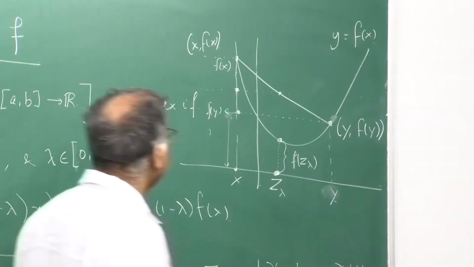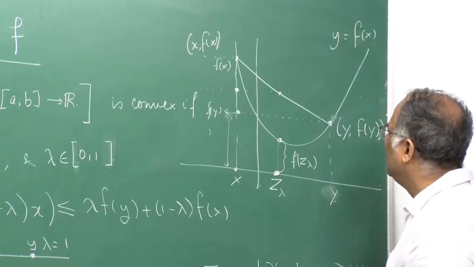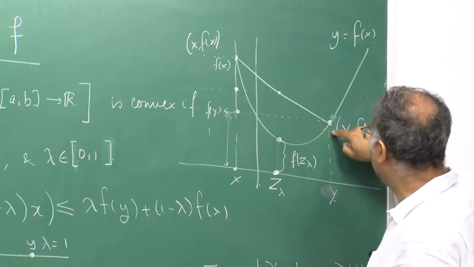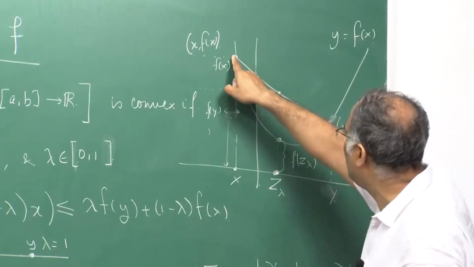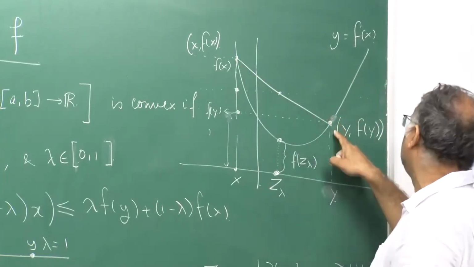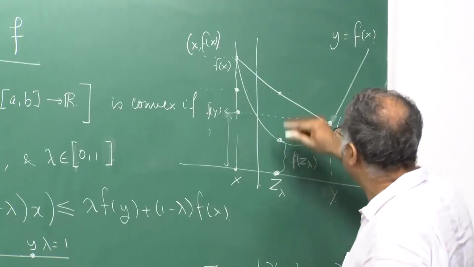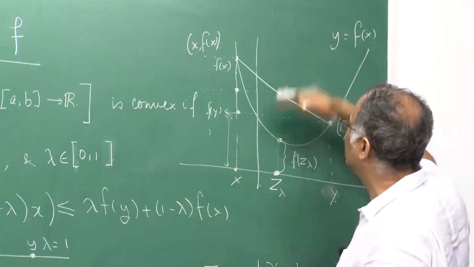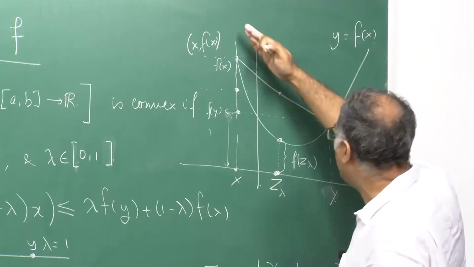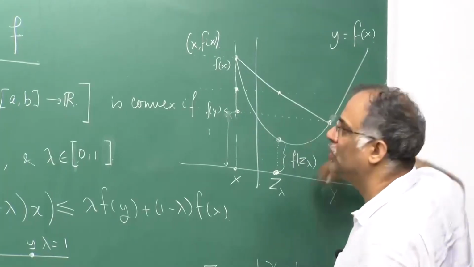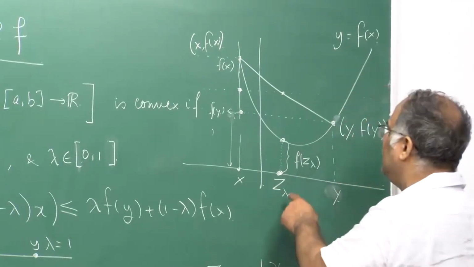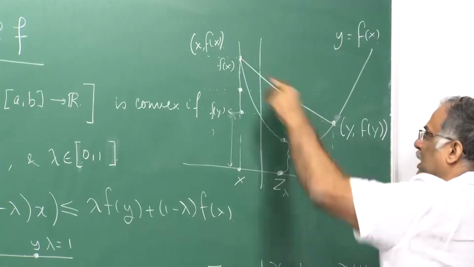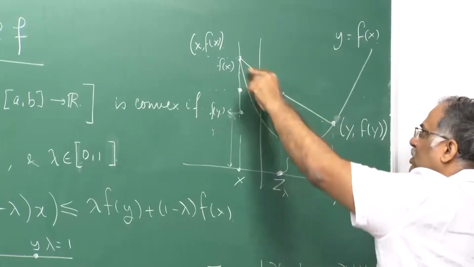And you see what it says, it essentially says that this fact is only possible if I draw this chord, it always lies above the graph of the function. In the sense, not above the graph, a part of the graph of the function is always below the chord. That is the point z lambda, that part of the graph would always lie below this straight line.